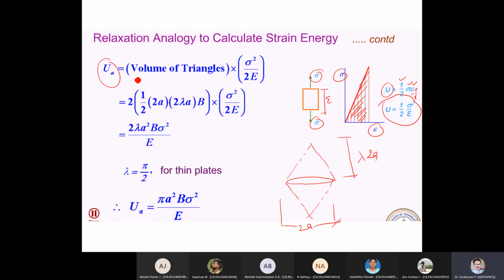That you can easily calculate by taking the volume of this triangle into this energy, 1 by 2 sigma square by E. This is the energy, no? So 2 into, what is the volume? Two triangles, up and down, half into B into H, with 2 lambda A, and the volume has thickness B.